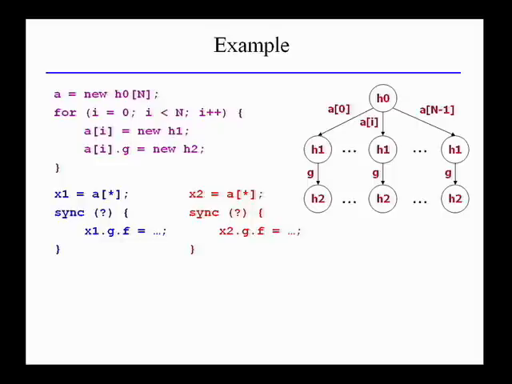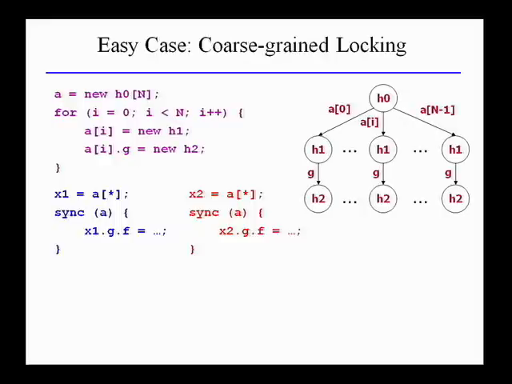So they're taking x, dereferencing A, and then a field g of one of these objects in the container, and then a field f of that object at the leaf, H2. All right? Okay, so now let's look at three different cases.